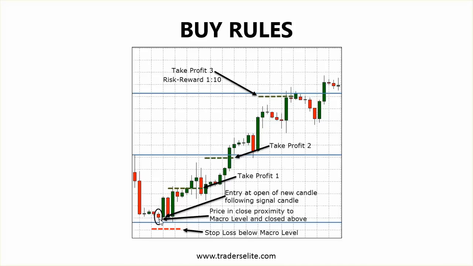So here we are. We've got price coming down almost to the pip down to this macro level. So it's in close proximity to the macro level and closed above. It needs to close above the macro level. Stop loss is placed below the macro level. We've got take profit 1 here, halfway between entry and the next macro level, because these macro levels are on average about 150 pips apart. In some cases they're less, and in some cases they're more. So it's not based on anything other than looking at where those major highs, lows, and consolidation areas are. And take profit 3 is just prior to or just below the second next macro level.